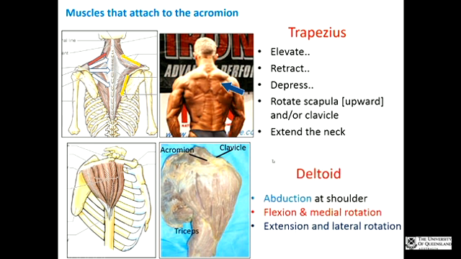Deltoid, as we mentioned, falls into three categories. We have the anterior, the middle, and the posterior fibers, condensing down to the deltoid tuberosity, and as such, abduction at the shoulder is a movement particularly of those middle fibers. Flexion and medial rotation is the action of the anterior fibers, and extension of the shoulder and lateral rotation of the humerus by those posterior fibers. One muscle, three subdivisions, and three pairs of movements associated with them.